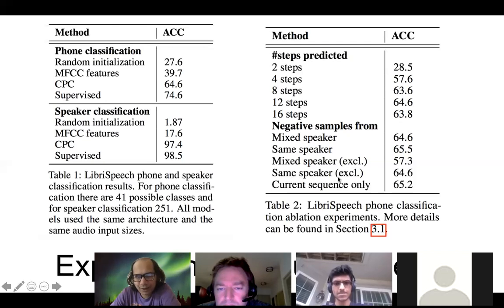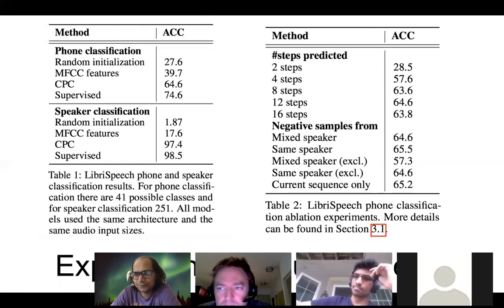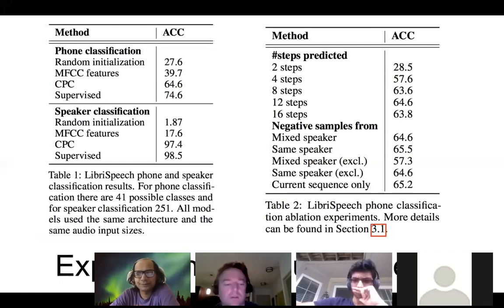And same speaker excluding means they are taking all the negative samples from the same speaker, but not from the current sequence. And current sequence only means they are taking all of the negative samples from the same speaker and from the current sequence only.